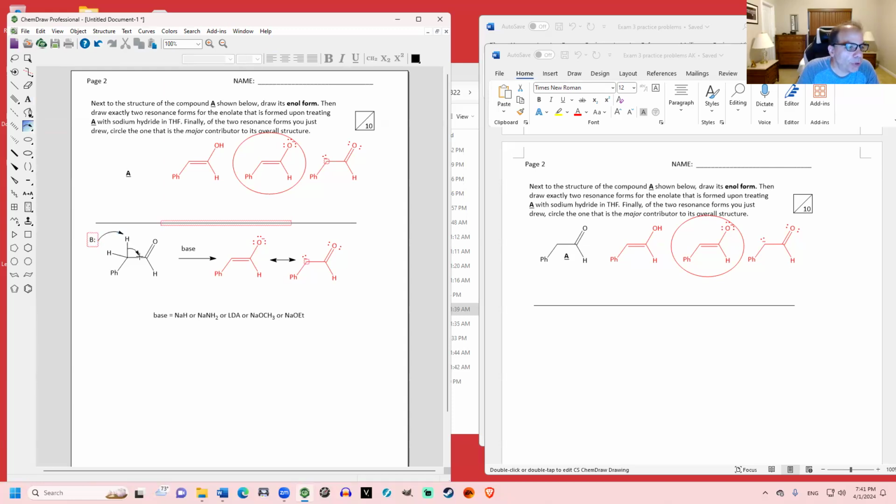The base pulls off the proton, the electrons go in between the carbon atoms, and we break the carbon-oxygen pi bond to give this structure. So that's something that certainly is fair game for the exam. Any of those bases will do. If you're given a ketone, aldehyde, ester, nitrile, anything with a carbonyl or carbonyl-like group that has alpha protons, and you're given any of those bases, it will deprotonate alpha to the carbonyl. Any of those bases will do.